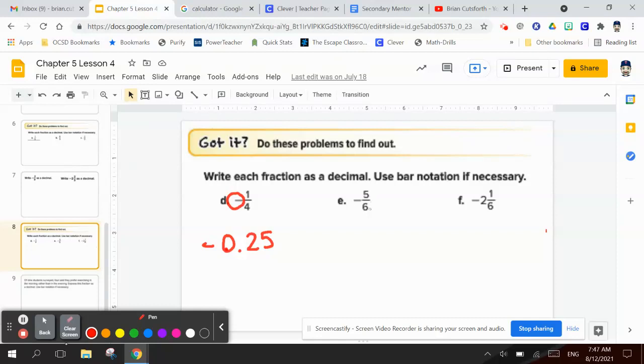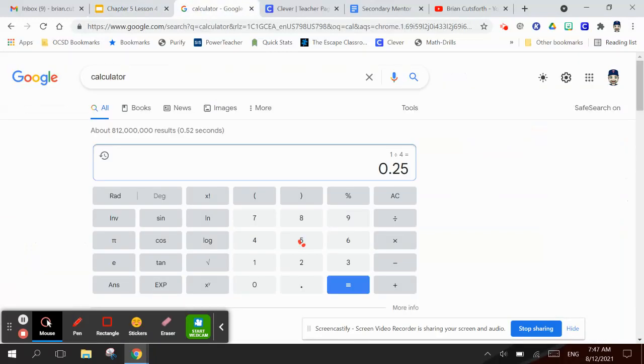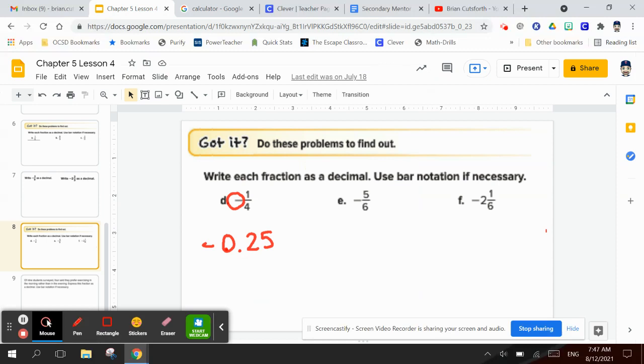Let's look at letter E, negative 5/6. So again, I go back to my calculator. 5 divided by 6. And I get 0.83333 repeating. What number repeats? The 3. So my answer is 0.83. Remember, the 3 is the only number repeating, so the 8 does not get a hat. It has a negative sign here, so it has to have a negative sign in front.